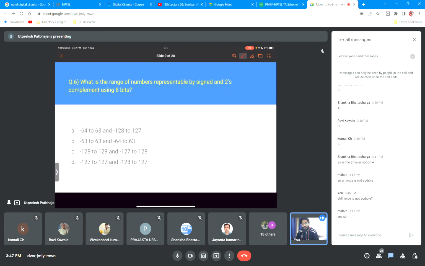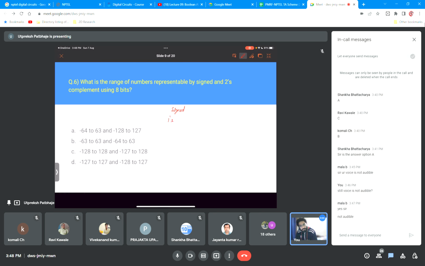Now moving on to the next question. This is pretty straightforward, so try to take a guess. What is the range of numbers representable by sign and 2's complement using 8 bits of binary numbers? I will just write down the ranges that are defined by different representations. Mal, I think there might be some issue at your end, so try to reconnect.